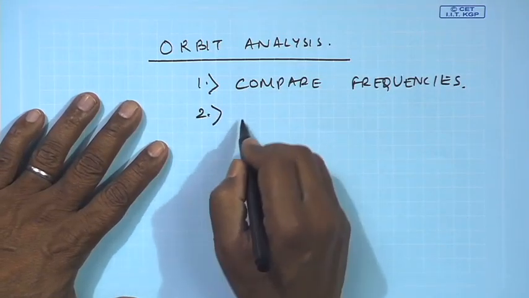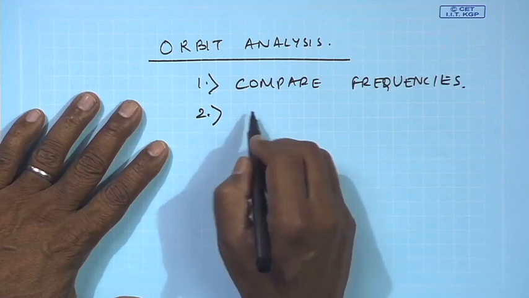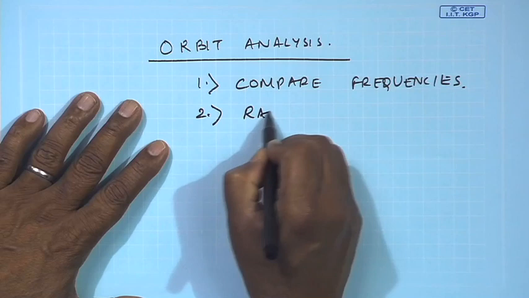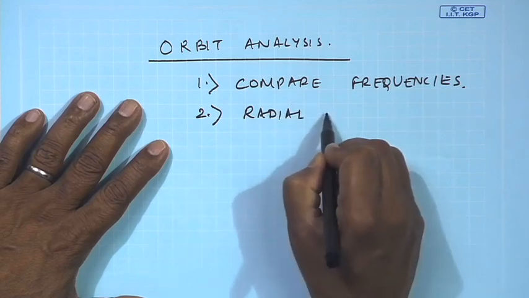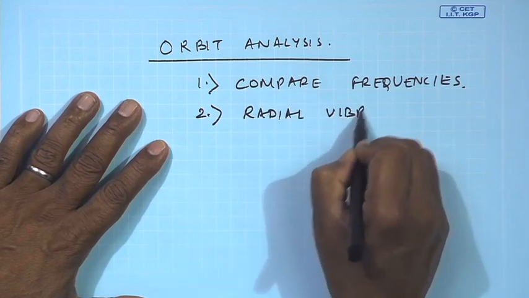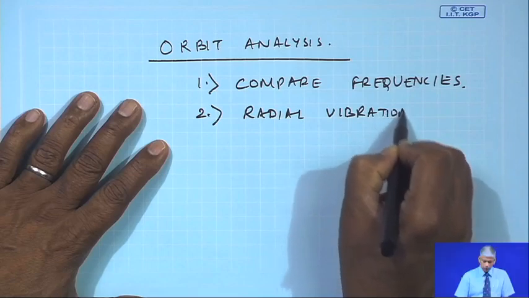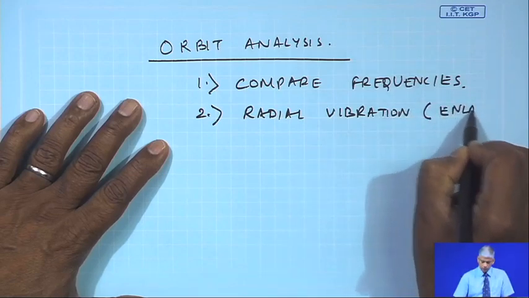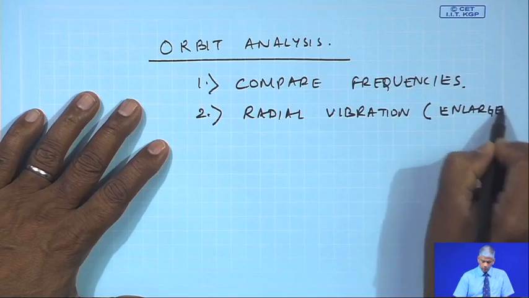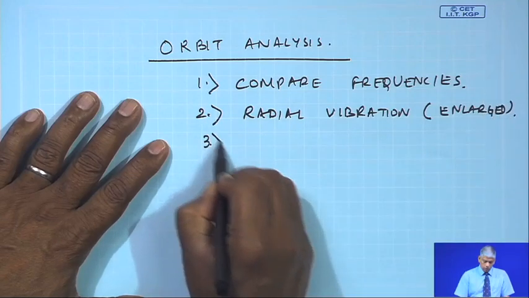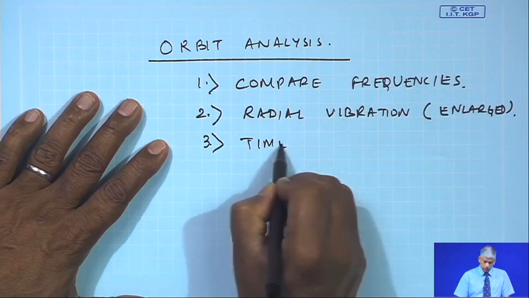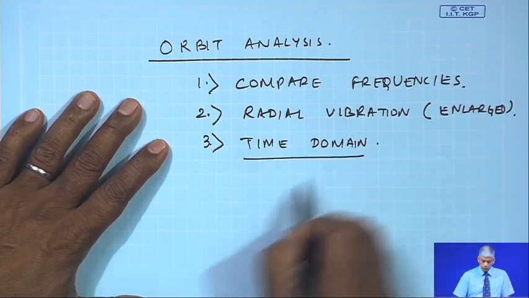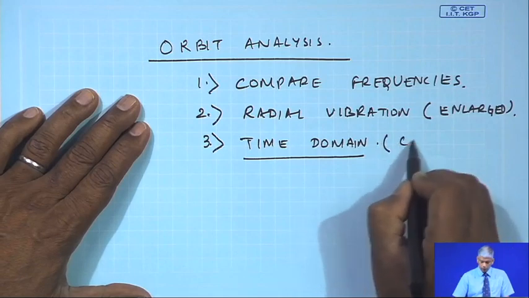Next, orbit amplitude would grow with a defect. If the radial vibrations or displacements increase, the orbit is going to get enlarged. And this is always in time domain. Of course, the machine is running at a constant speed.